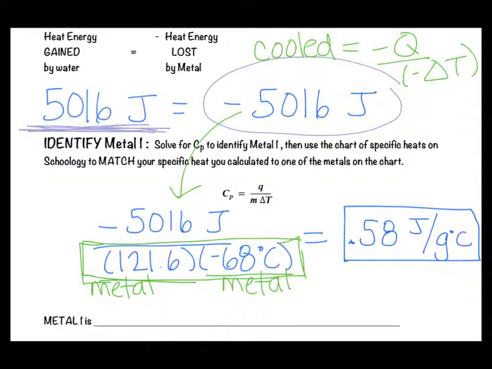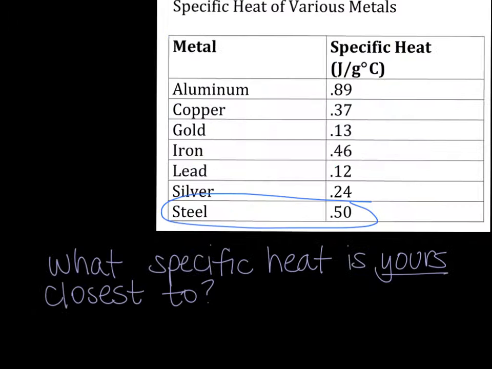All right, so I got 0.58. What does that mean? Okay, so go into Schoology and you're going to see there's a table called specific heat of various metals. You want to look at your specific heat. What number did you get? And you're going to compare it to see which one that's closest to. Since I got 0.58, that's closest to 0.5. Okay, so I'm going to say that mine was steel because 0.58 is closest to 0.50.